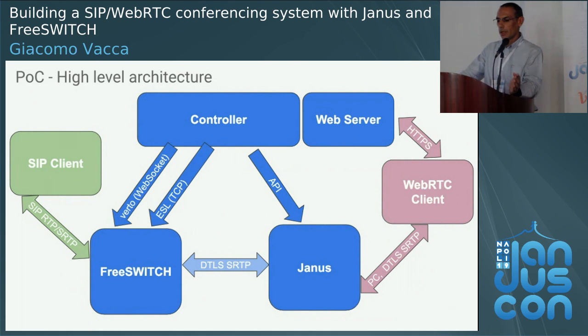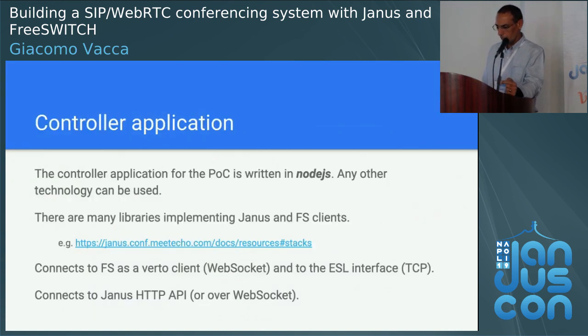I guess the ideal in a production system would be to use WebSocket and keep this WebSocket open and get the events without doing the polling. And between the two, there will be at some point a DTLS SRTP exchange of media. And in this case, the WebRTC clients will connect to Janus and also to a web server to get the demo application, and the SIP client will connect to FreeSWITCH.